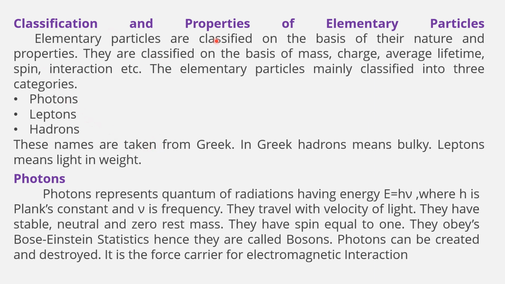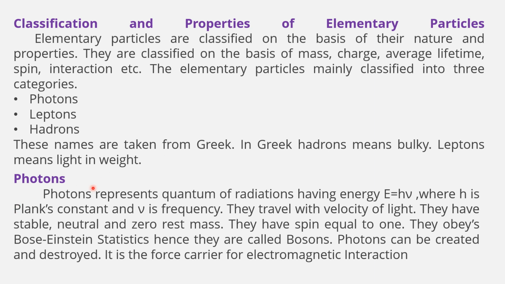Elementary particles are classified on the basis of their nature and properties. They are classified on the basis of mass, charge, average lifetime, spin, interaction, etc. The elementary particles are mainly classified into three categories: photons, leptons, and hadrons. These names are taken from Greek, that is, hadrons means bulky, leptons means light in weight.